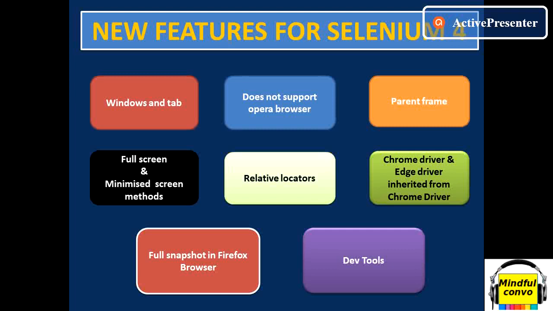So let's start with the features of Selenium 4. As we can see in the presentation, it has various features like Windows and Tab. It does not support the Opera browser. It has the parent frame method. It has full screen and minimize screen methods. It has relative locators. It has Chrome driver and the Edge driver that is inherited from the Chrome driver. It is no more inherited from the remote web driver, and it also has the concept of the full snapshot in the Firefox browser. It also exposes the DevTools. So one by one we are going to discuss these 8 features in Selenium 4.